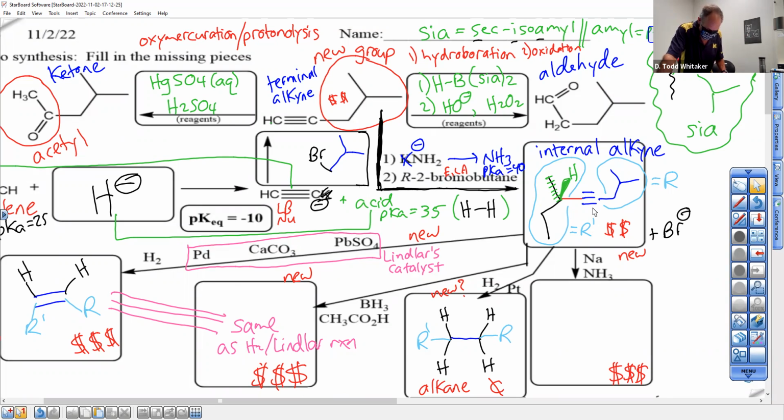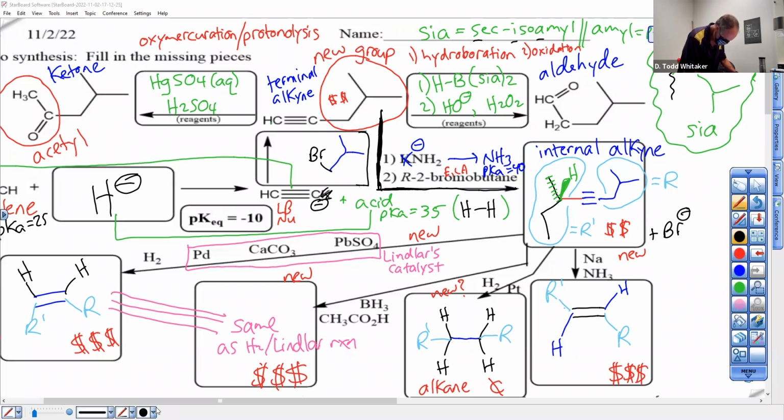Sodium and ammonia, and what do we get? We talk about this and the new H's. One's up, one's down. That means the R's are one's down, one's up. And these are the cis alkenes. Cis alkene. So similarly here, cis alkene, right? And this is a trans. So you know ways of making cis alkenes and trans alkenes.